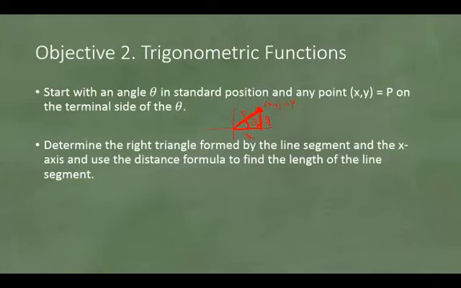The Pythagorean theorem says that r squared is equal to y squared plus x squared. In other words, r is equal to plus or minus the square root of y squared plus x squared. But we know that that distance has to be positive, so we're not going to put plus or minus, we're just going to use the positive part.